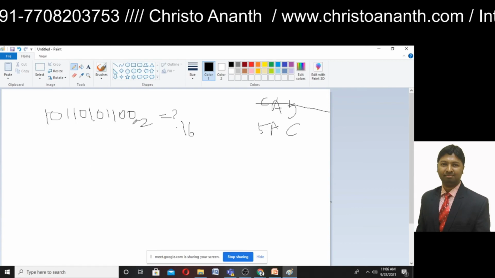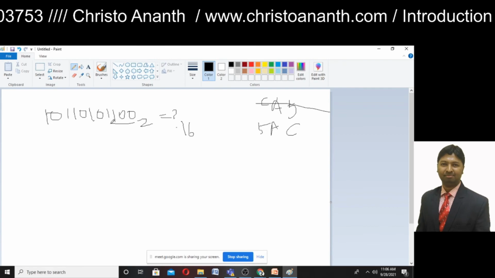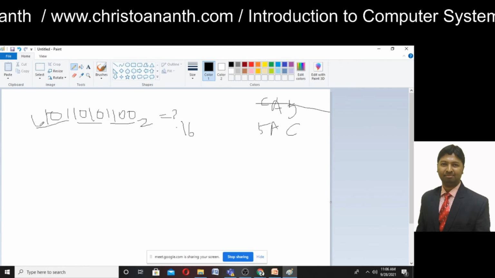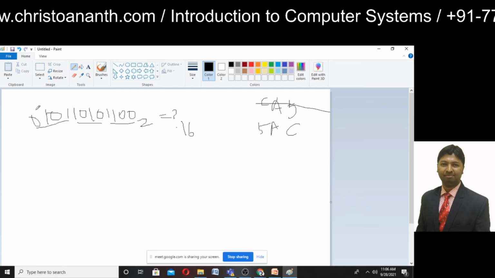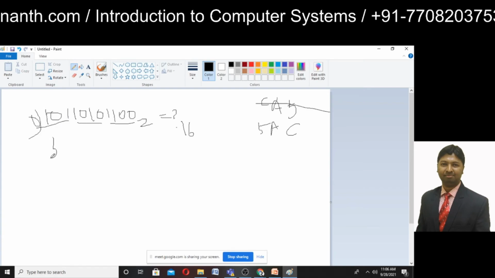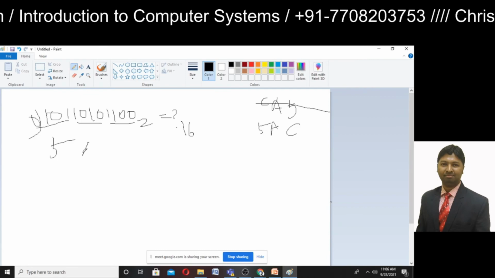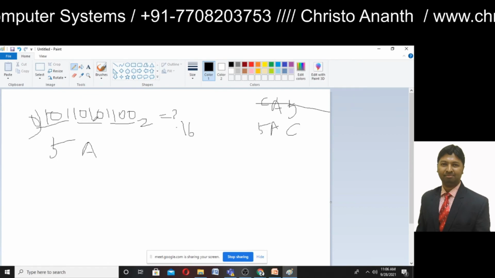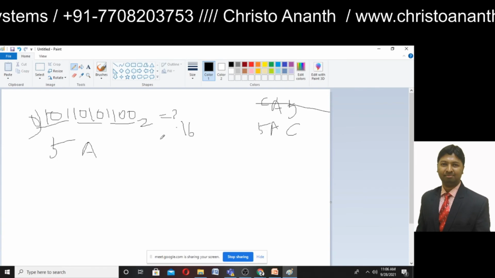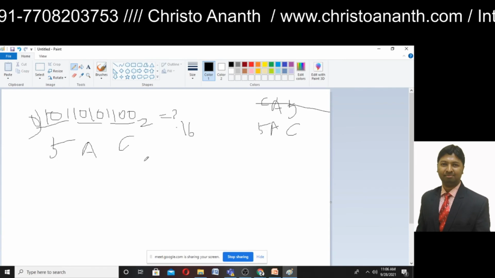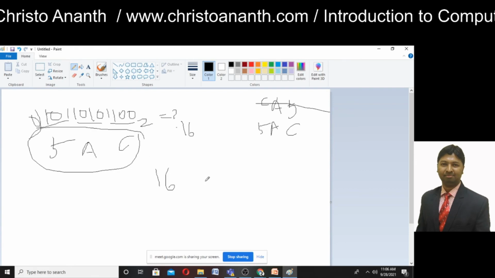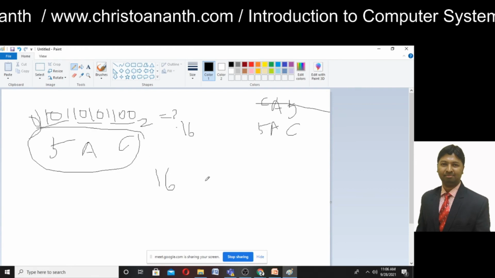For your convenience, we are going to group this 4 and this 3, and this one you are going to add 0. So this becomes 5, this becomes A, and it is C, to the base 16. You see? Yes, it is correct.